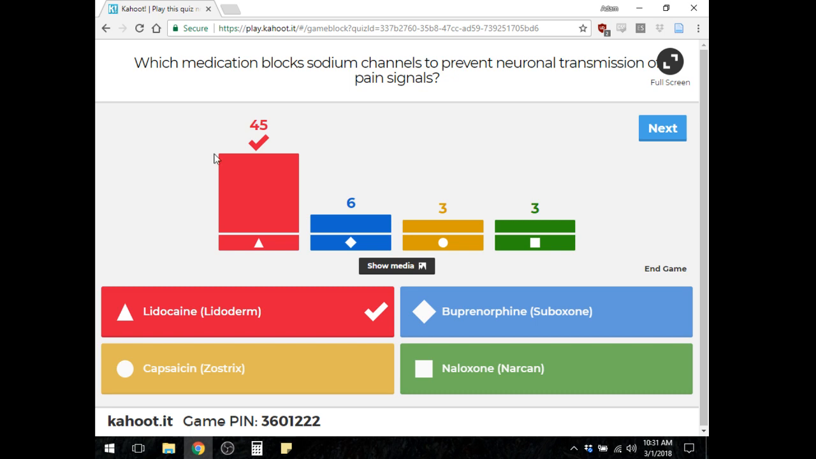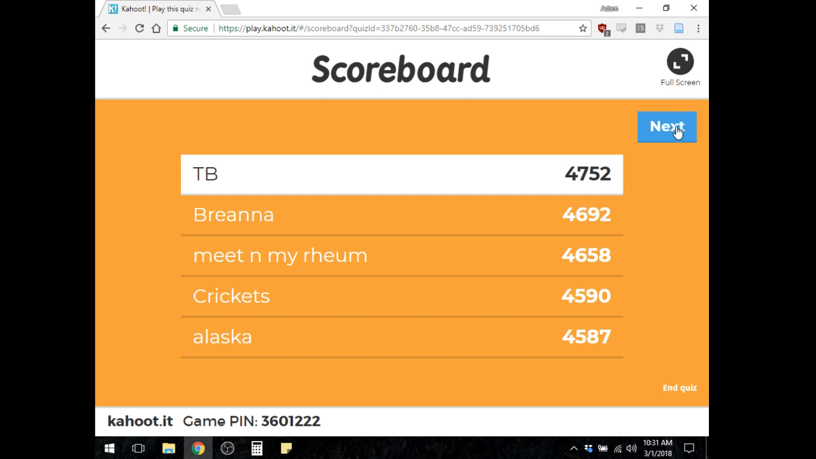All right. TB is still winning. We've got to eradicate that, right? What are we going to use to eradicate TB? Isoniazid, rifampin. Something that starts with an E. More specifically, ethambutol. Something that starts with a P. Pyrazinamide, yep.